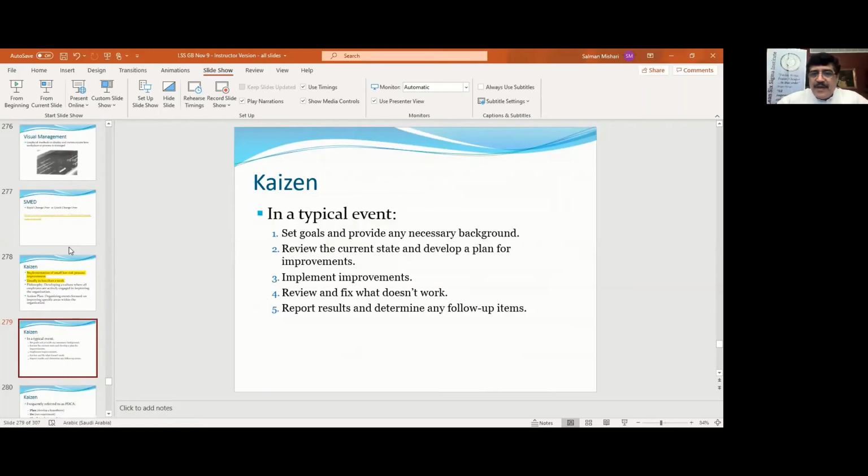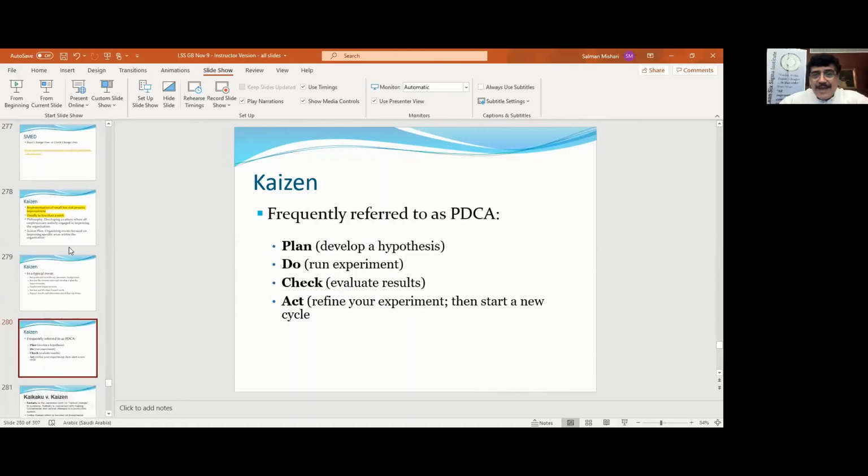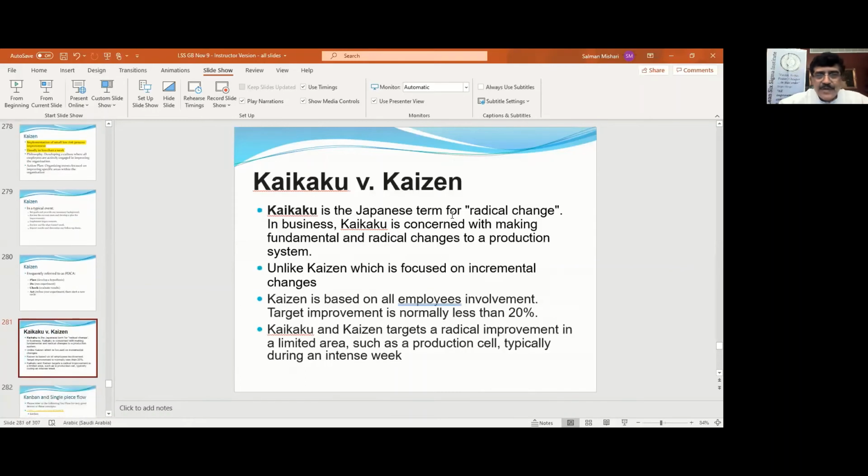Kaizen, in a typical event, you set a goal and you provide necessary background, you review the current state and develop a plan for improvement, and you implement this improvement, you review and fix, and then you report and go back again. And normally the process used is not the DMAIC, it's the PDCA. So you plan, you do, you check, you act, then you go back, plan again, do, check, act, and this is sort of a continuous thing.